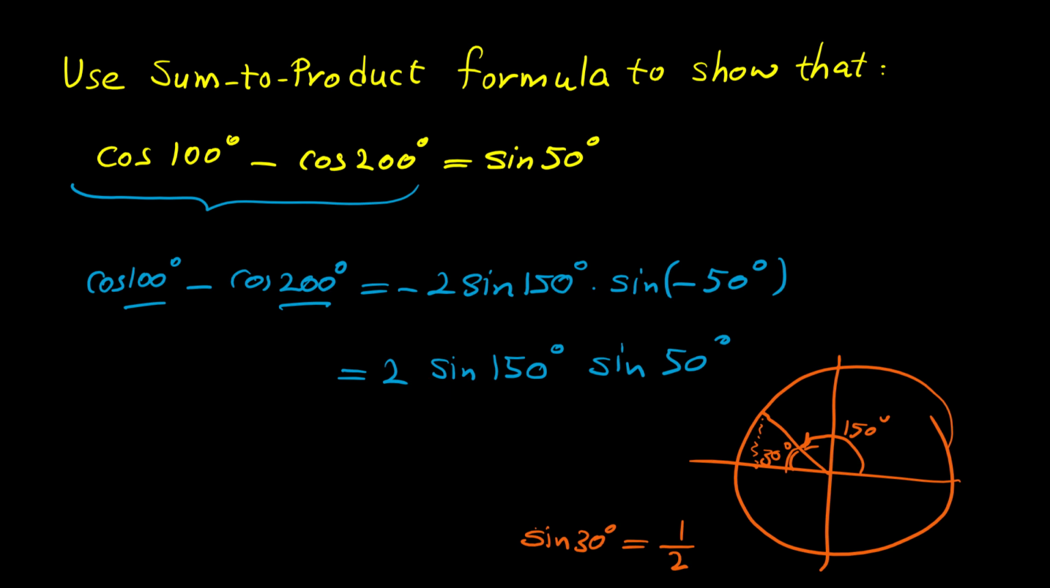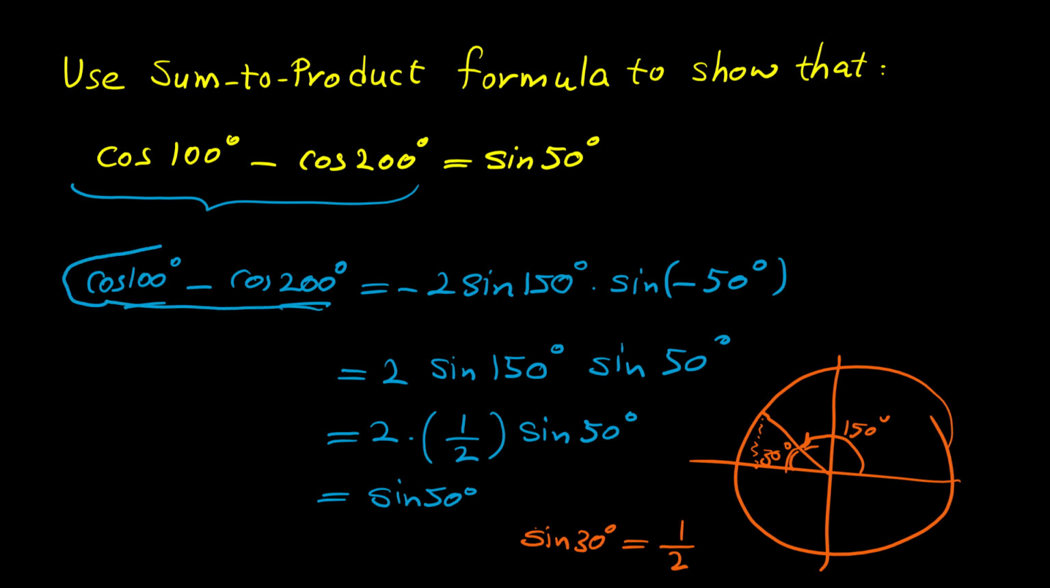So we have this equals 2 times 1/2 times sine of 50 degrees. 2 times 1/2 is 1, so this equals sine of 50 degrees. So we proved that cosine of 100 minus cosine of 200 is sine of 50 degrees.